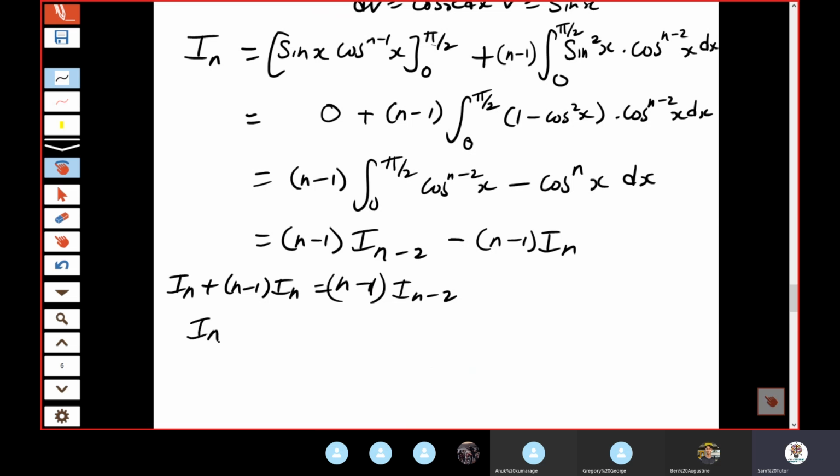Factorize in out, that's what you're trying to solve for. 1 plus n minus 1. Cancel, cancel. We're left with n, divide by the n, and you are done.